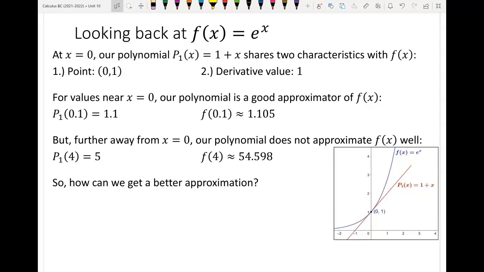So how do we get a better approximation? Well, like we said, we need to get a higher degree Taylor polynomial.